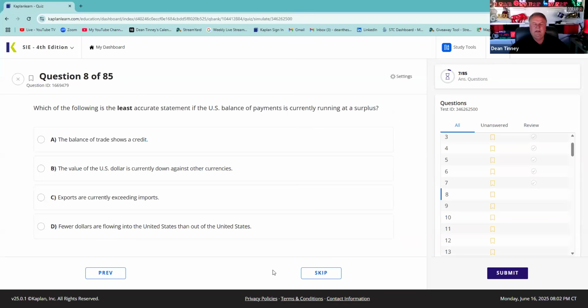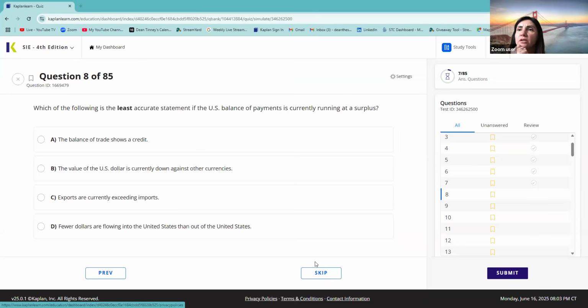Which of the following is the least accurate statement about the U.S. balance of payments? So, the balance of trade, we have debits and credits, the balance of trade. Debit is U.S. dollars going out, and credits are foreign currency coming in. Is the least accurate statement if the US balance of payment is currently running at a surplus.